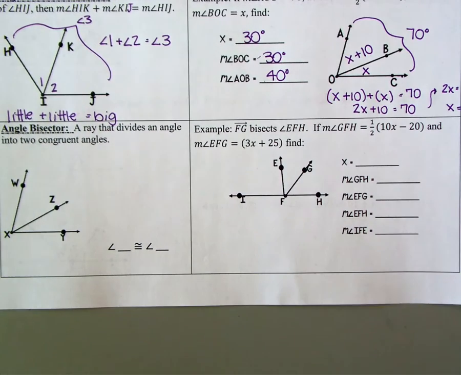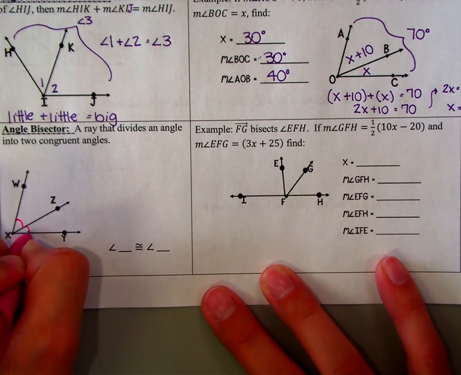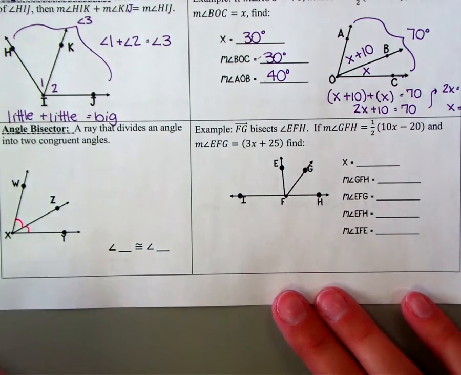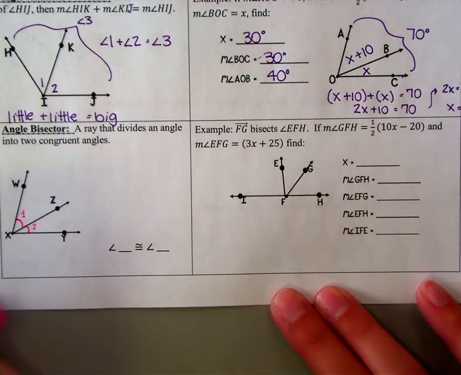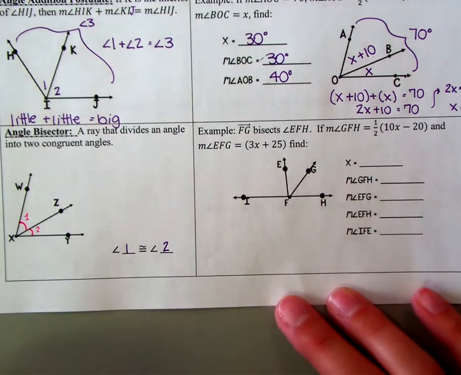Angle bisector is a ray that divides an angle into two congruent angles. So it's similar to a segment bisector, kind of similar to a midpoint, but now we've got angle bisector. So bisector, remember, it's cut into two equal parts. So in this one, XZ is my angle bisector, which means that these two angles are congruent. And we show that they are congruent by drawing little arcs, and I'm also going to name them. So angle 1, angle 2. So we know that angle 1 is congruent to angle 2.